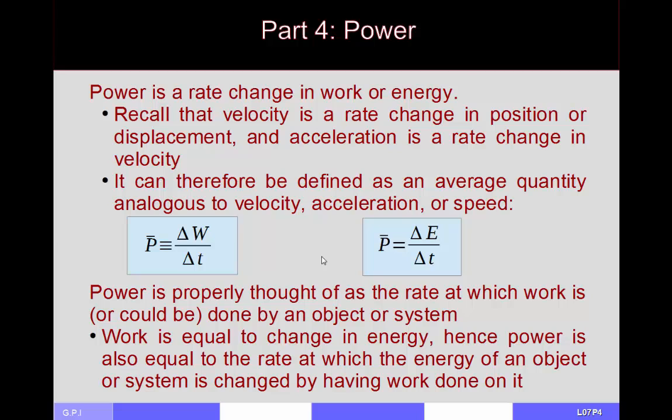For the instantaneous power, we look at this average over a very short time interval. So power is truly thought of as the rate at which work is or could be done by an object or system, but since work is equal to the change in energy, we oftentimes just say that power is equal to change in energy per unit time rather than work per unit time.